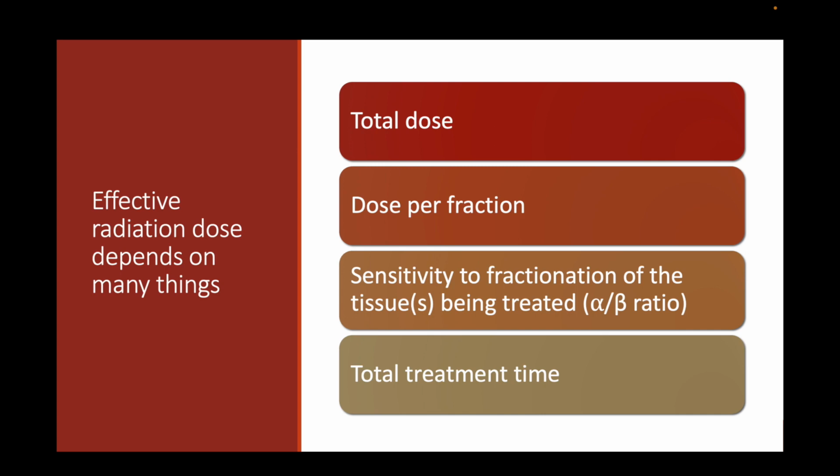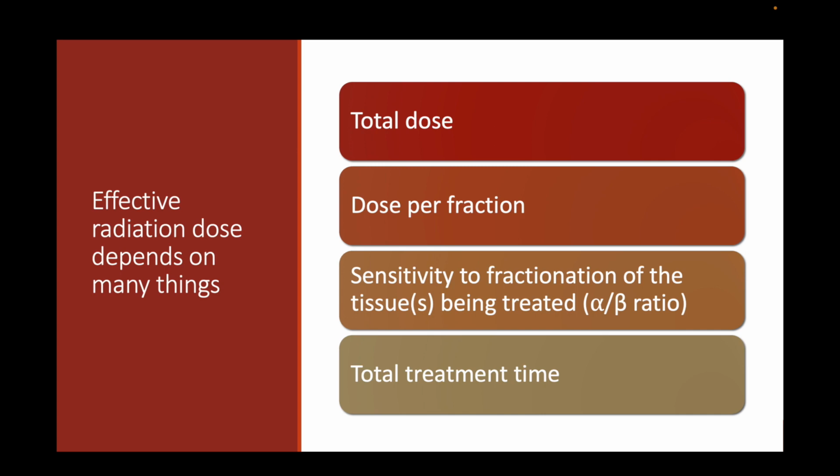When it comes to understanding dose, fractionation, and toxicity, the very first thing to understand is that the effective radiation dose, or the radiation that actually has an effect on the tissue that we're treating, depends on many factors. So total dose is one of them, but dose per fraction also matters a lot. So giving 50 gray in 25 fractions is a lot different than giving 50 gray in 5 fractions.